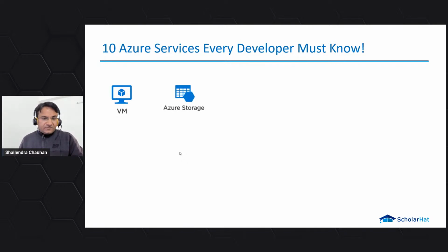The next important service we have is Azure Storage. When it comes to storing unstructured data, we have various files, images, PDFs, and various documents. In Azure Storage, we have the option for blobs and the option for files. With the help of these services, we can manage the documents of an application.